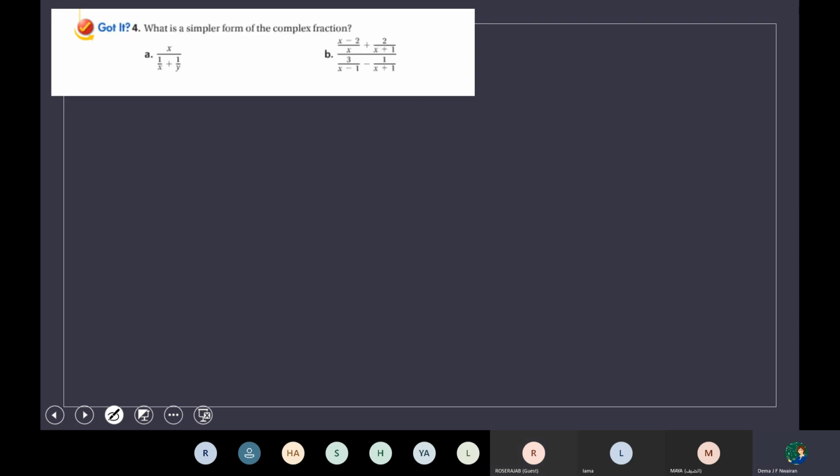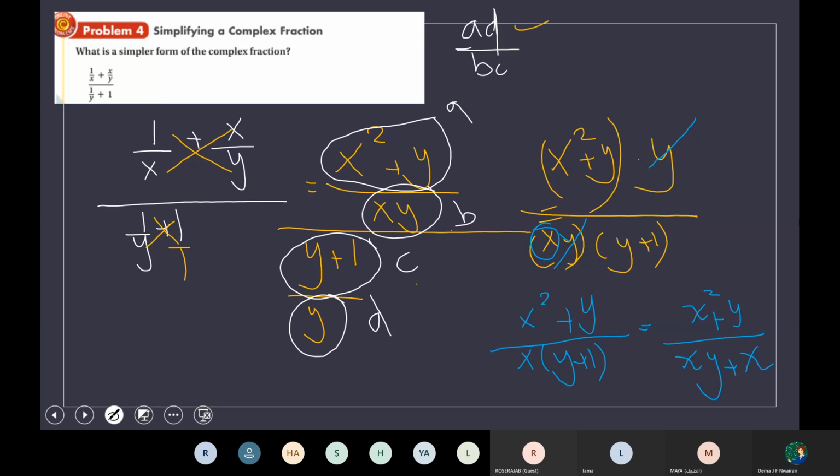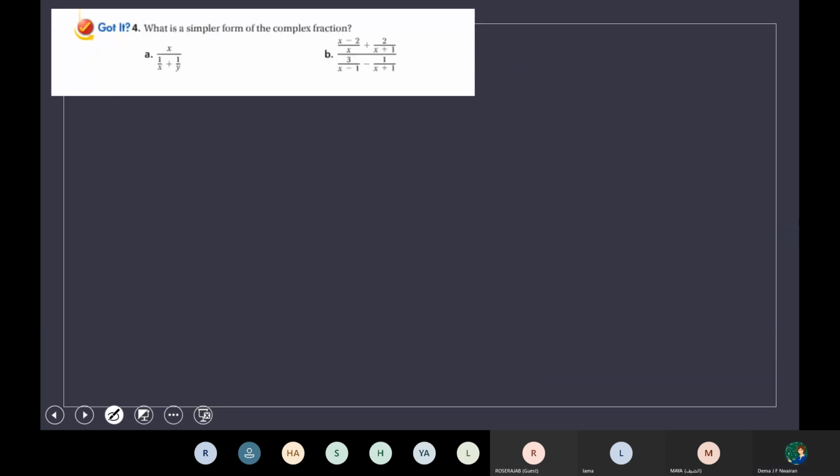So let's do another one. Let's do B as an example here. In B, here we have X minus 2 over X plus 2 over X plus 1, over 3 over X minus 1 minus 1 over X plus 1.